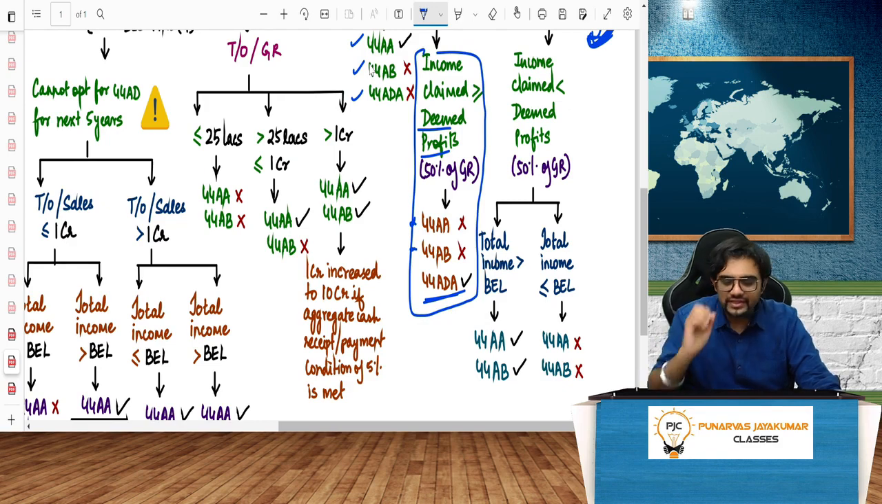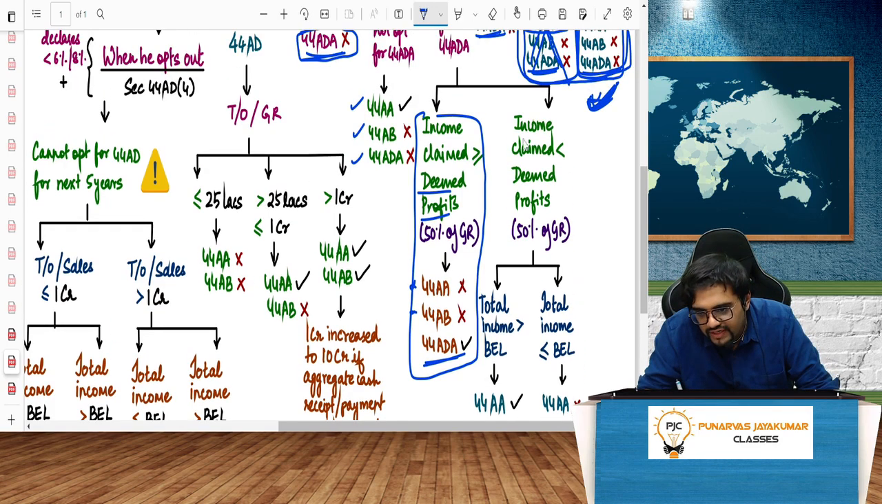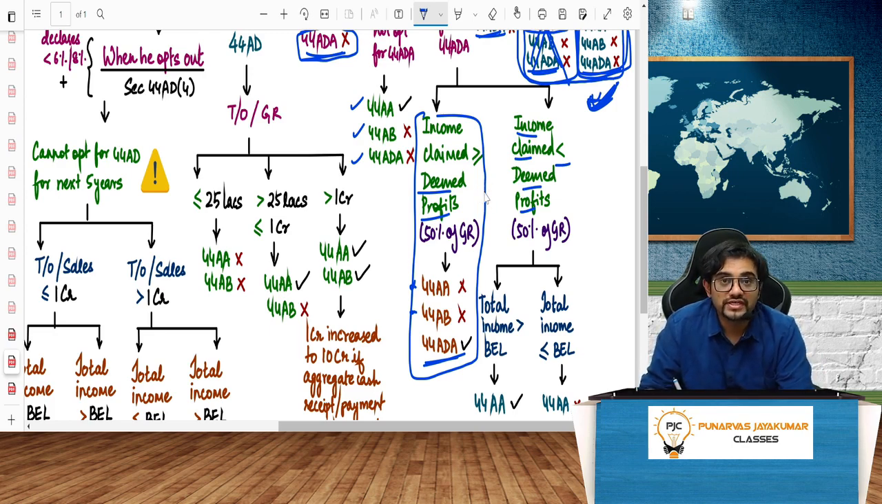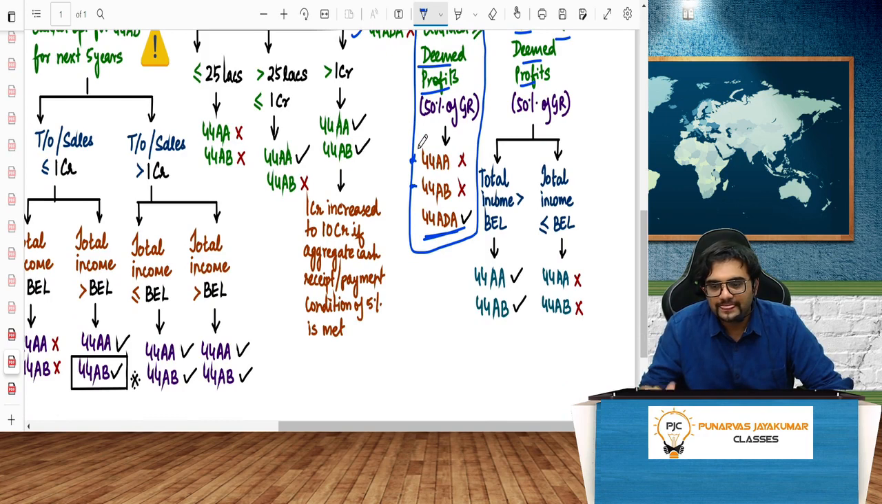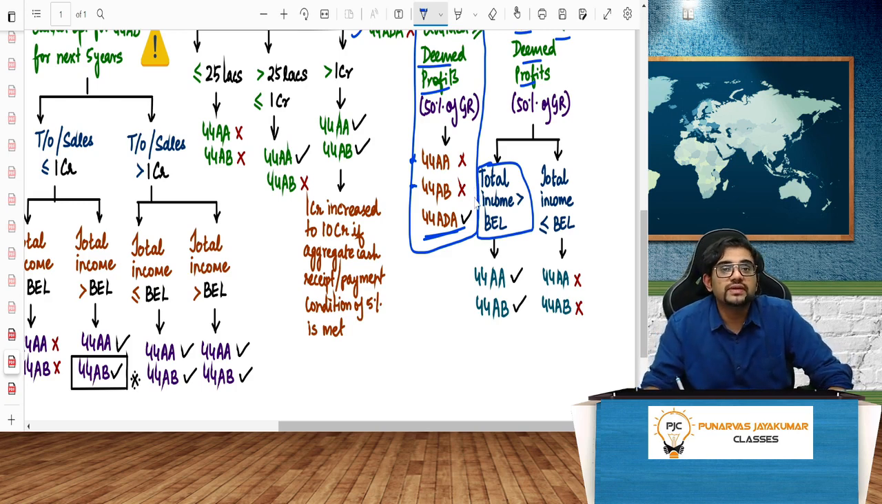Now one deadly thing as per the amendment. If the income claimed is less than the deemed profits, my dear friends, whatever you have claimed is less than the deemed profits, meaning less than 50% you have claimed under 44ADA, then what does it say? If the total income that you are claiming in your return is more than the basic exemption limit.